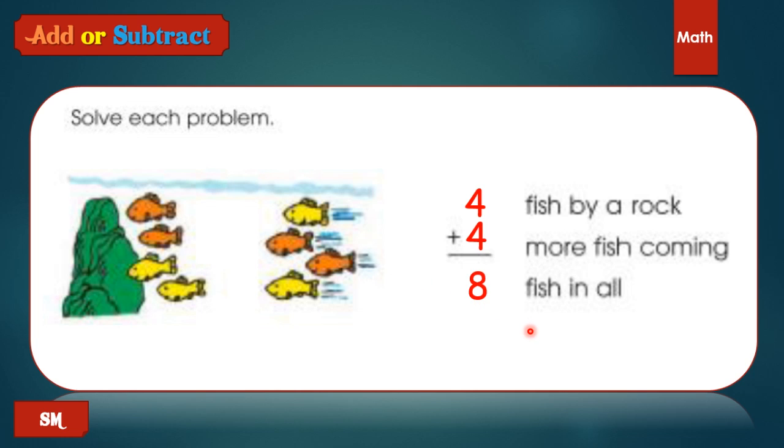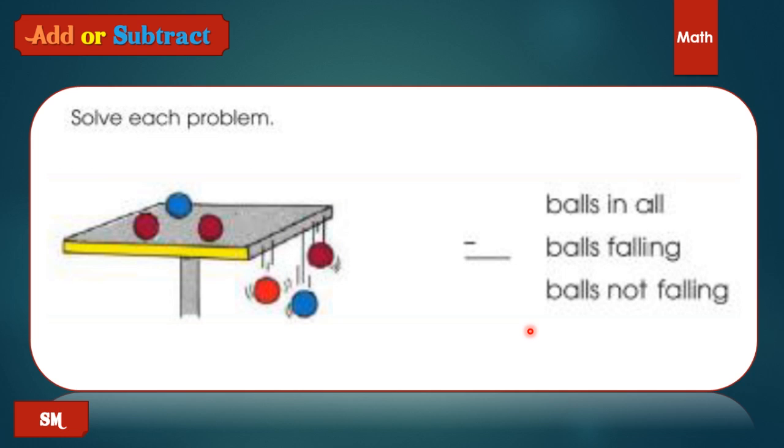Excellent. Now, we have another one, a different one. Here he started with how many balls? How many balls in all? When I say in all, excellent, he wants all of them. Okay, let's see. How many are all the balls here? 1, 2, 3, 4, 5, 6. We have 6 balls in all.